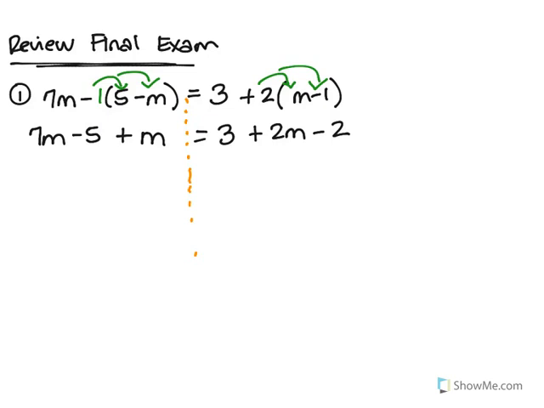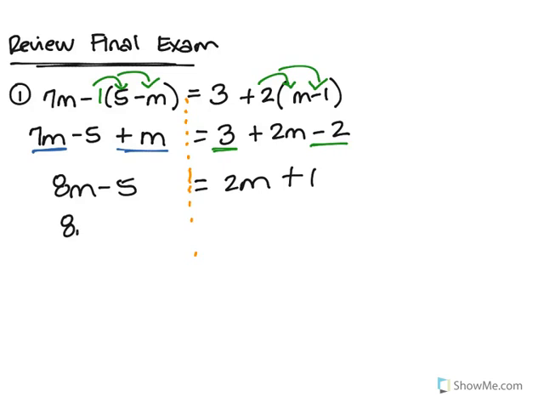Good. Then we're going to combine like terms. 7m plus m is 8m, minus 5. Good. Equals 2m plus 1. Very good. Then we're going to switch sides.